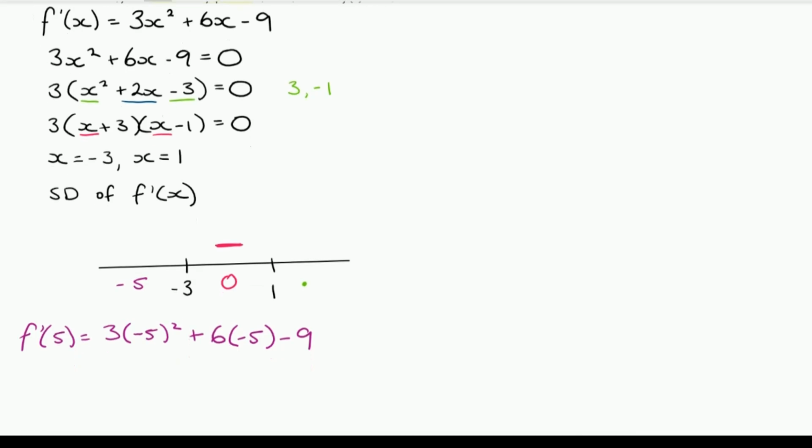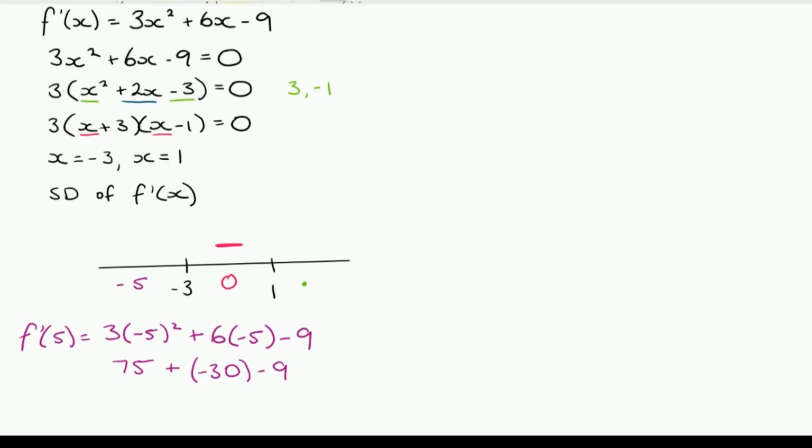And this is going to be minus 5 squared is 25. So 3 times 25 is 75. Plus, now I've got 6 times minus 5, so that should give me minus 30.